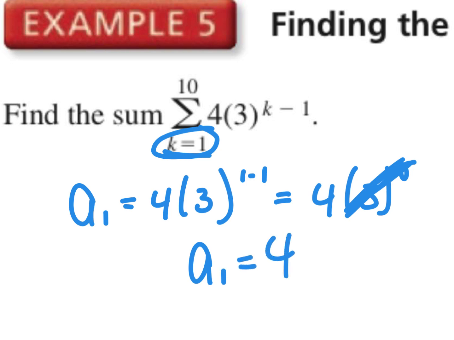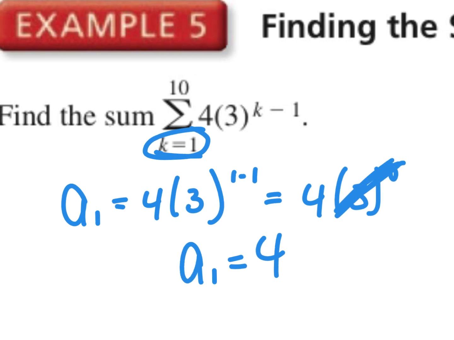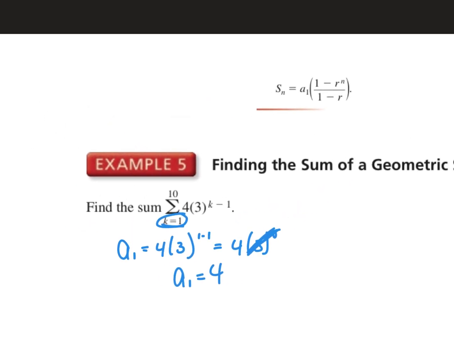It's 4. All right? It doesn't always work out that it's just the number in the front. You have to plug in whatever that bottom limit is. You have to plug it in to the formula to find the first term. So what else do I need? I have my first term. What else do I need?